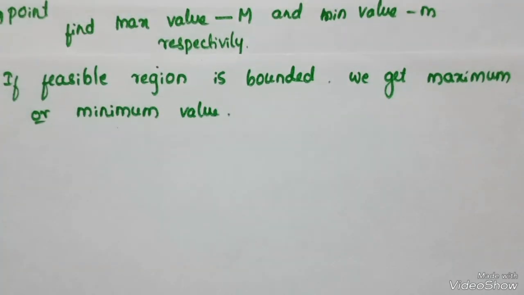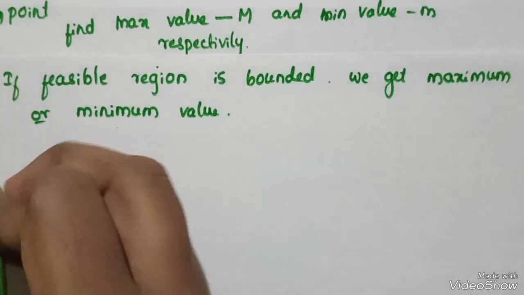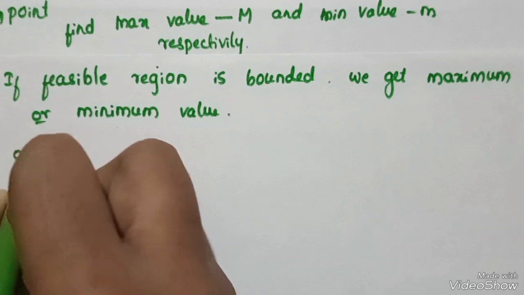If the visible region is bounded, we get a maximum or minimum value. Otherwise, there is no maximum or minimum value. That is, if the visible region is unbounded.